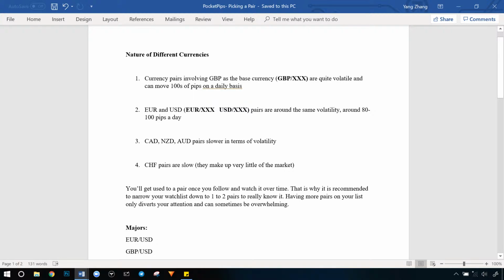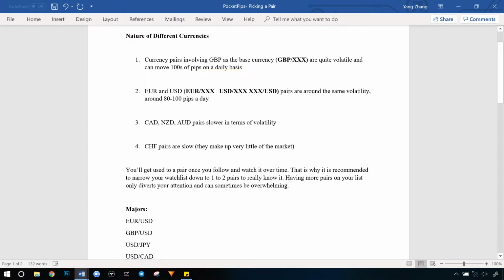Now for the euro and dollar pairs, right over here, those pairs are around the same volatility and they move around 80 to 100 pips a day depending on the day and the market. If there are any news events, they can move even more. Really it just depends, but in general they move around 80 to 100 pips a day.